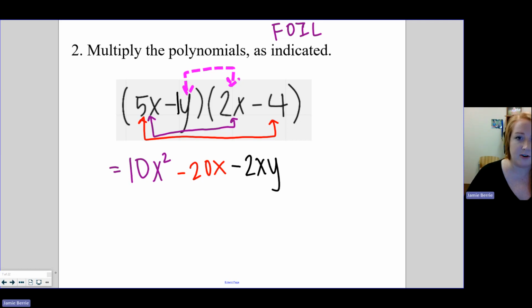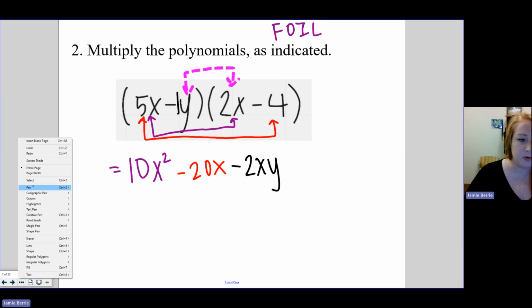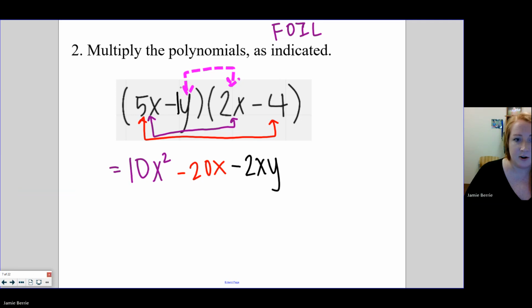All right, so first, outer, inner. Now we're doing last. The last terms would be the negative y, or the negative 1y as we have it written, and the negative 4. So negative 1 times negative 4, that's going to give us a positive 4. Negative times a negative is a positive. And then our y times, there's no variable here, so it just becomes y.